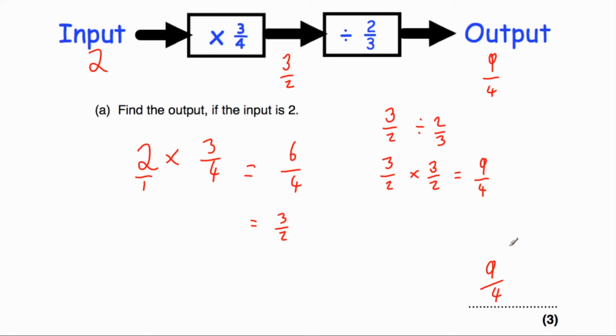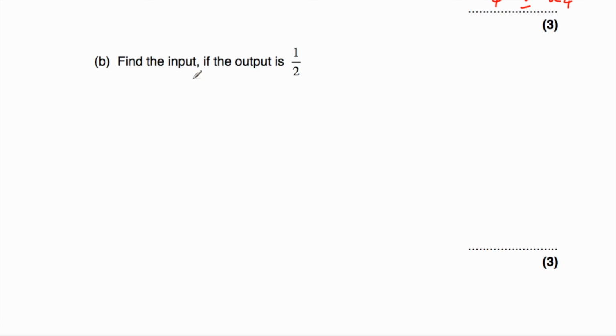Now we weren't asked to write that as a mixed number, so we could leave our answer as 9/4, or if you wanted to leave it as a mixed number, the answer would be 2 1/4. So either one of those two would be perfect. Okay, let's have a look at part B.